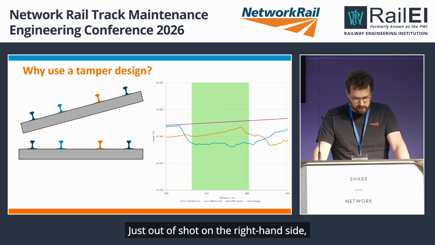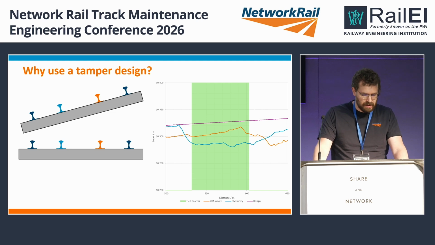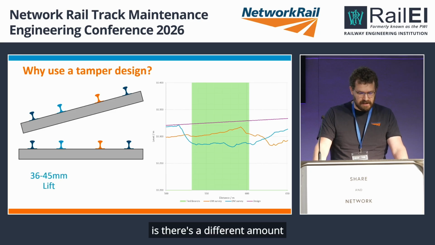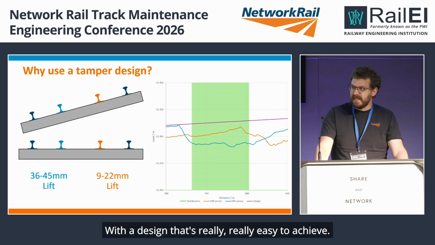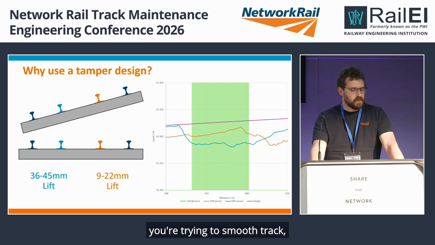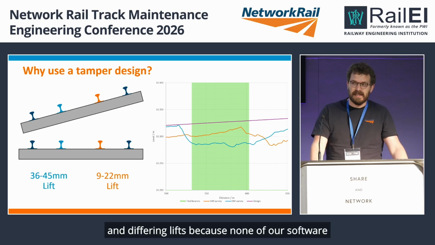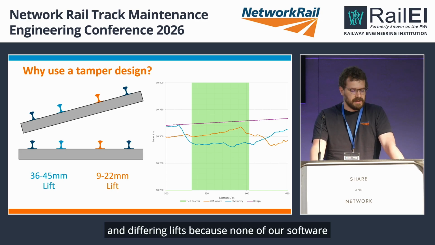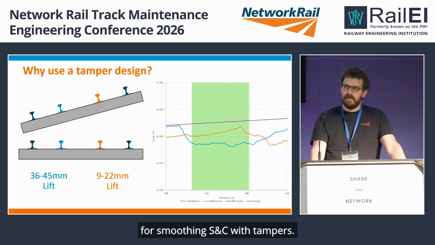Just out of shot on the right-hand side, there is another high spot which the design is tying into. And what you can see here is there's a different amount of lift required, quite a different amount of lift really, between the two lines. With a design, that's really, really easy to achieve. If you're not going out with a design, you're trying to smooth track, it's very unlikely you'll be able to achieve such high and differing lifts, because none of our software that we've got is designed for smoothing S&C with tampers.